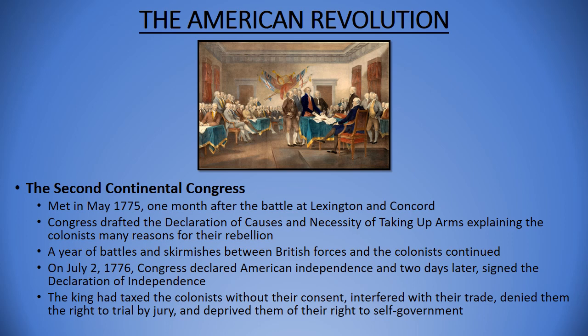The year of skirmishes continued. They sent King George the Declaration of Causes and Necessity of Taking Up Arms, and he pretty much ignored it and thought that the colonists were being ungrateful to his great benevolence. And so, because the Parliament and the King weren't relenting, eventually in July 1776, the Continental Congress declared American independence, and a couple days later they signed the Declaration of Independence on July 4th, 1776.